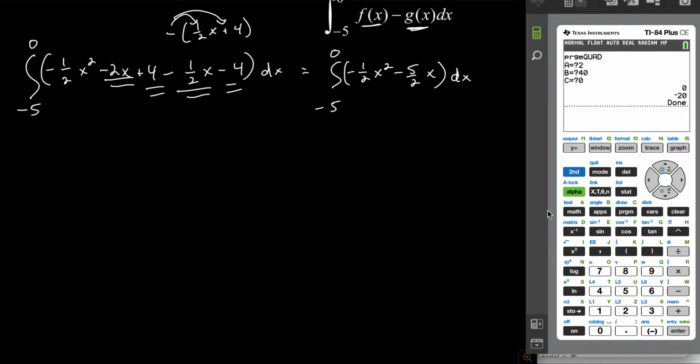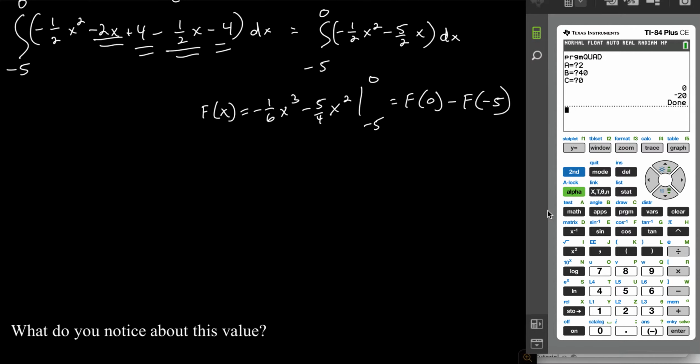Now I can apply my power rule, so capital F of x is going to be equal to negative 1/6 x to the third, and then it's going to be minus 5/4 x squared. And we're going to evaluate that from negative 5 to 0, so you're doing F of 0 minus F of negative 5. We know it's going to come out positive. Pause the video here and evaluate. Okay, welcome back. We get 10.417.